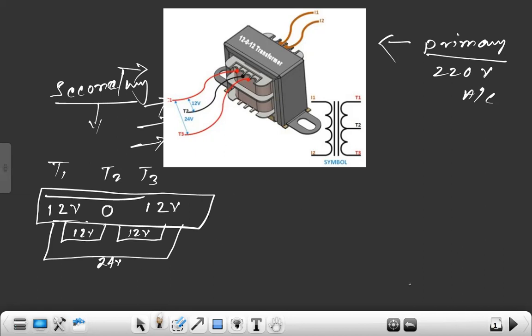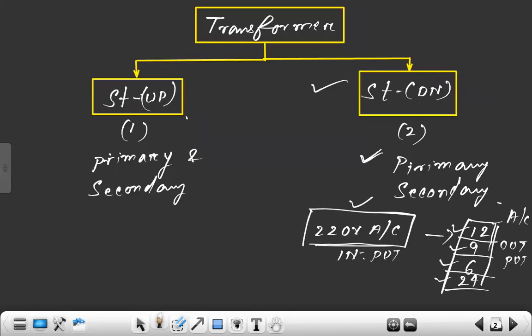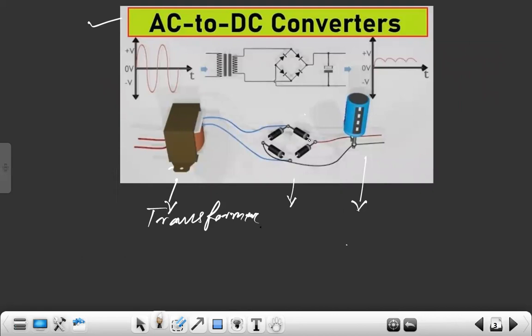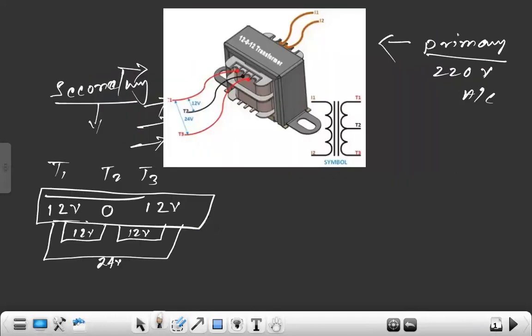So finally, we use bridge rectifiers. Bridge rectifiers are in the form of diodes. So we use these four diodes. We get four different diodes along with a filter capacitor. Right? So according to this, here we have 5 wires.